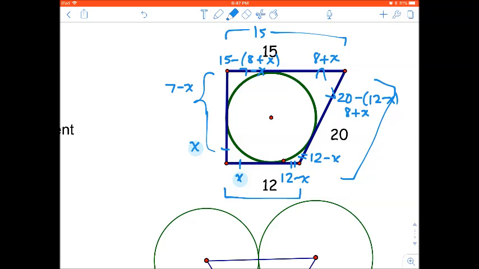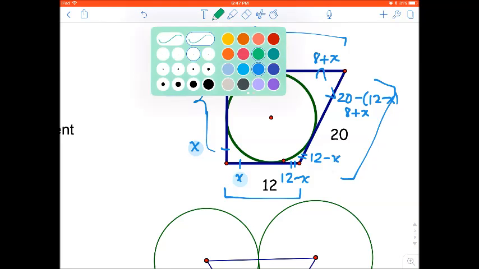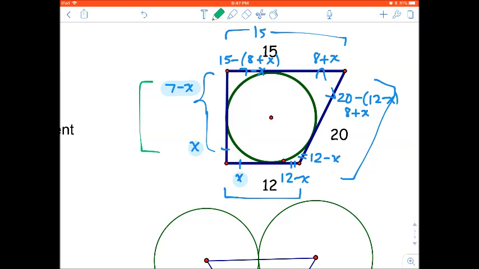Then you might be asking, okay, but we still need to get the measure of the side. Well, the side is going to be both of these parts added together. So 7 minus x plus x is 7, and I'm done.